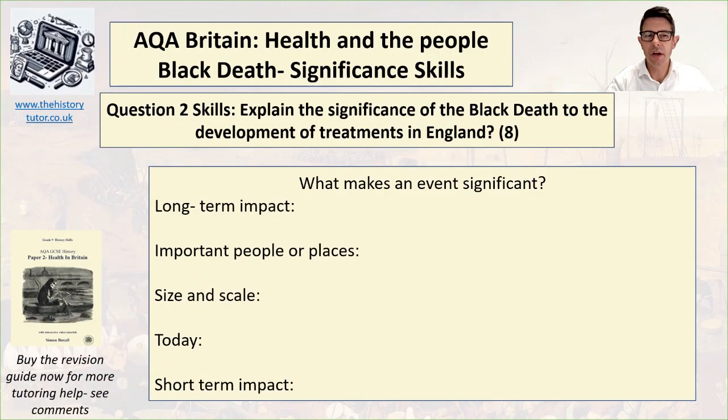Okay, so here are my ideas about it. And this might be a useful reminder for you to think about your paragraphs in a significance question. So of course we've got long-term impact. We've also got important people and places. So an event could be significant if it involves a member of the royal family or somebody really important. Size and scale involves huge amounts of people or places. Or today, we still talk about it today, perhaps, which makes it significant. Or it has a massive short-term impact, causing another big event afterwards.